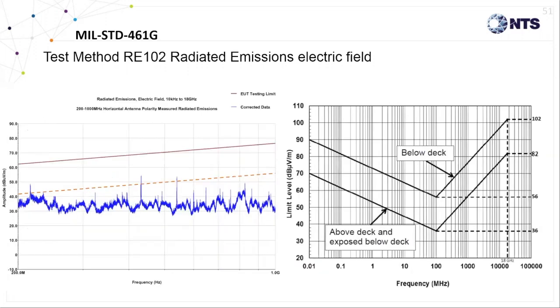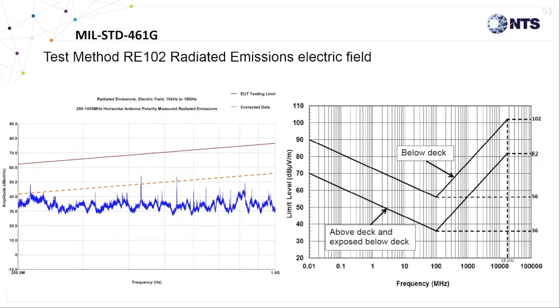So here, the data is compared to the appropriate limit or limits based on the installation platform and procurement agency. In some cases, such as surface ship applications, the RE102 limit may change based on where that equipment will be located on that platform. So for example, in a below deck environment, the EMI control limits are higher than the above deck limits in particularly exposed below deck environments. This is intended to reduce the potential interference with above deck communication receivers.